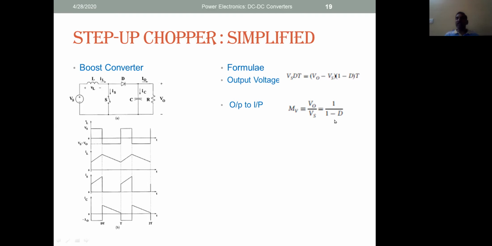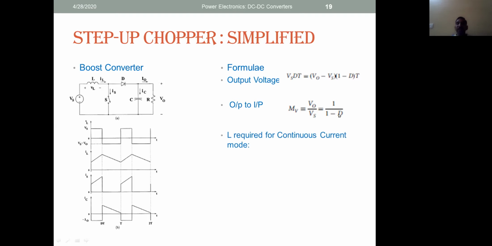This gives us a clear hint. If 1 divided by 1 minus D is higher, my output voltage will naturally be higher. If D is 0.5, then 1 by 0.5 is 2, meaning the output to input ratio is 2. If D is 0.2, then it will be 1 by 0.8. And suppose D is 0.9, the highest duty cycle, then what will happen? 1 minus D is simply 0.1, so 1 by 0.1 is 10. So it will boost 10 times.